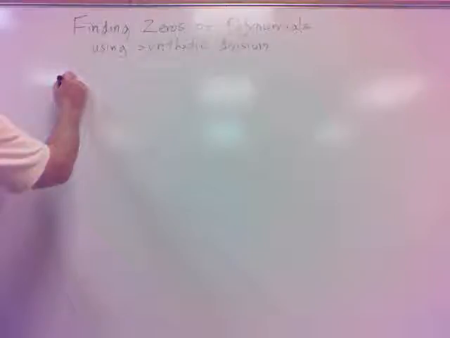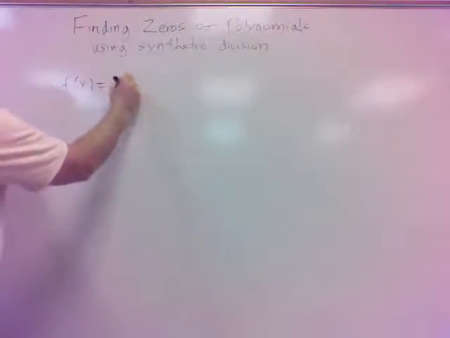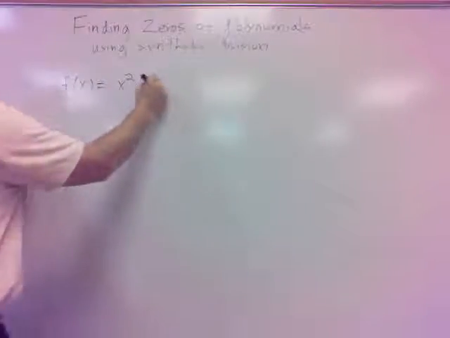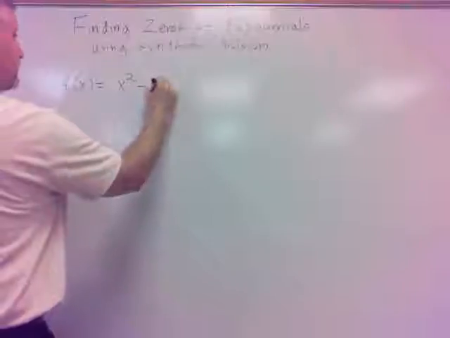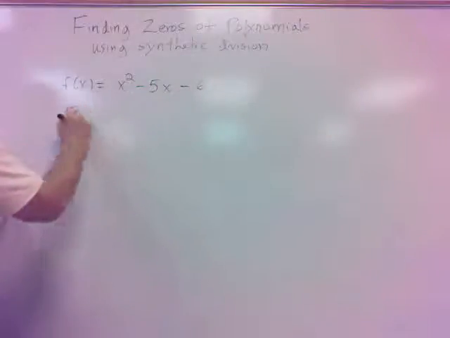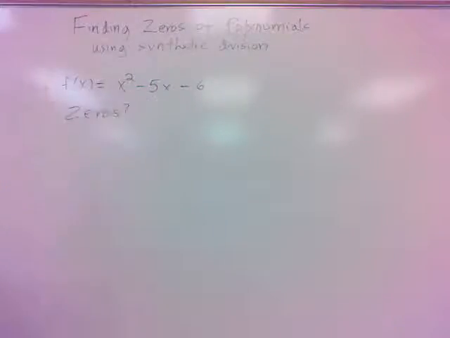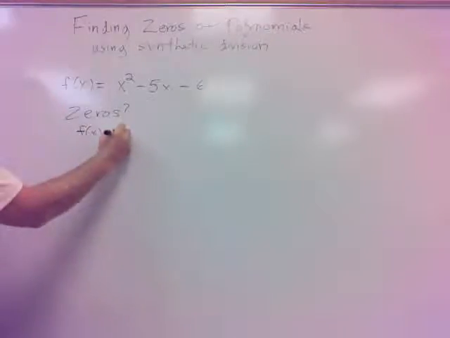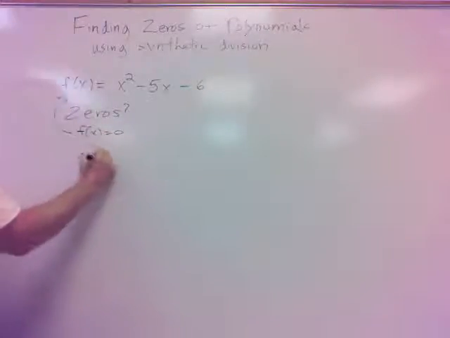All right, finding zeros of polynomials, and we are going to use synthetic division. Let me show you how we do that. Let's just start with one previously shown. If I'm wanting to find the zeros of that, by zeros I mean it's where f of x equals 0, right? These are the zeros.